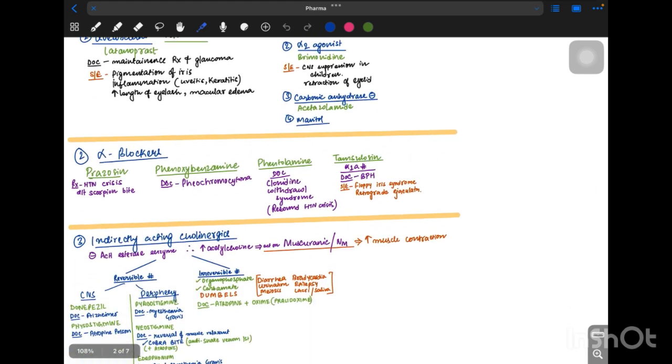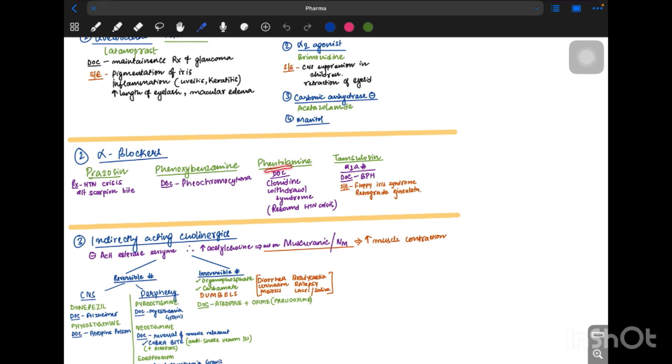Now our next topic is alpha blockers. So what are the examples of alpha blockers? Prazosin, phenoxybenzamine, phentolamine and tamsulosin. Now let's see the various drugs. So for prazosin, it is the treatment for hypertension crisis due to scorpion bite. So due to scorpion bite, if there is hypertension crisis, we have to give prazosin. Now, what is the work of phenoxybenzamine? It is the drug of choice for hypertension crisis due to pheochromocytoma. Pheochromocytoma is a type of tumor. If there is hypertension crisis due to pheochromocytoma, we have to give phenoxybenzamine.